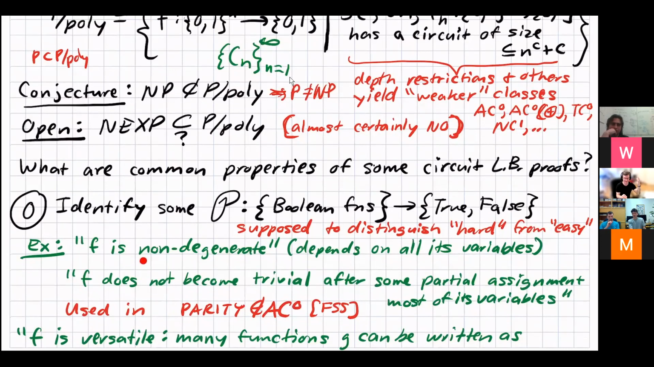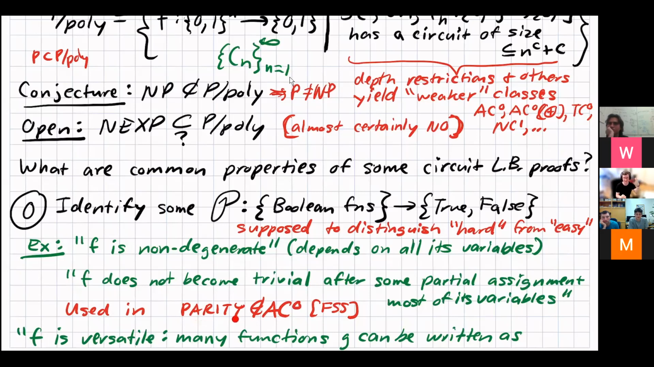F is non-degenerate, like it depends on all of its variables. This is a very weak version of hardness, but it doesn't depend on, I don't know, 3 inputs. It actually crucially depends on all of its variables in some important way. And there's a way to formalize what this means. We'll see. Another property, slightly more interesting, is that it does not become trivial. It does not become a constant function after, say, partially assigning most of its variables.